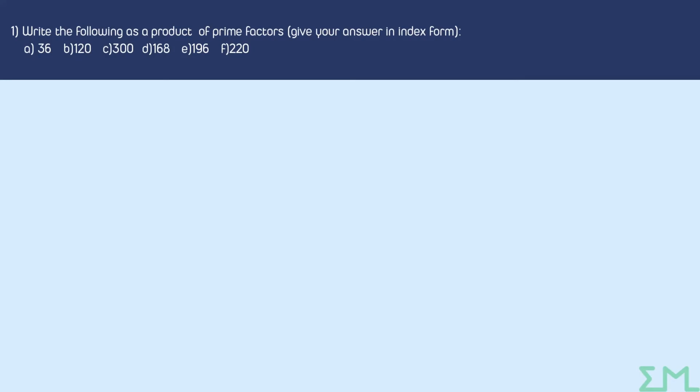Now we're going to have a look at some examples on how to do prime factorizations. This question asks us to write some numbers as a product of prime factors. That's the same as finding the prime factorization of each number. In the question they ask us to give our answers in index form, which basically means using powers to show how many of each prime factor we need. I'll show you how to do this as we work through the questions.